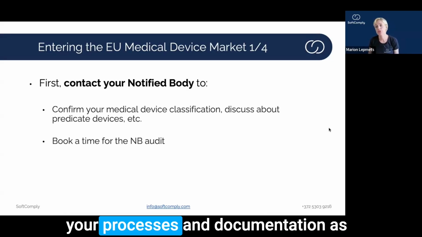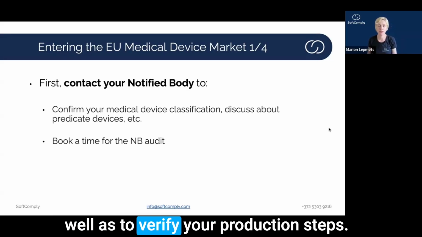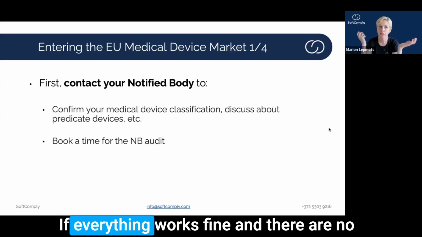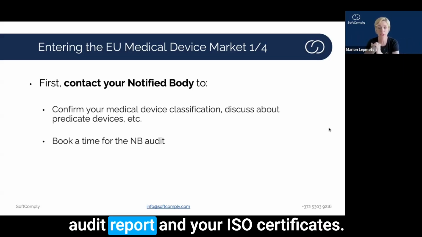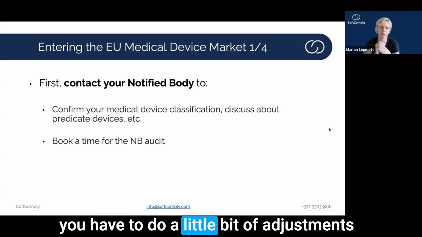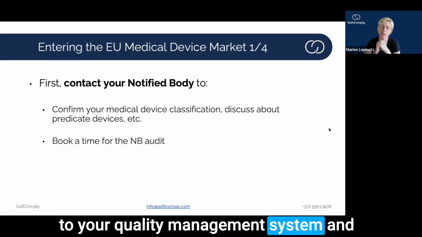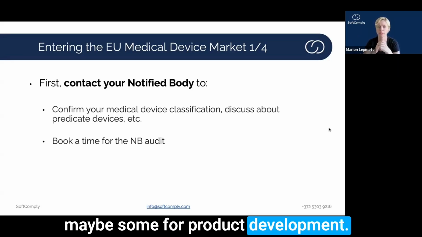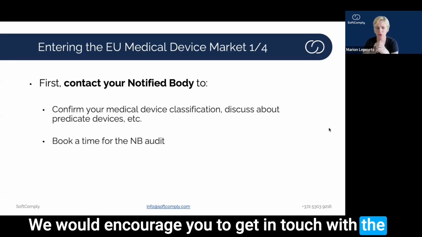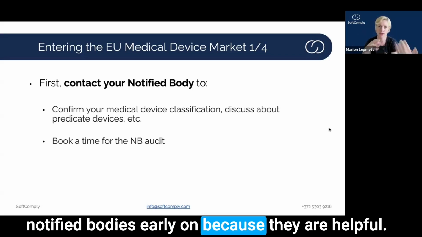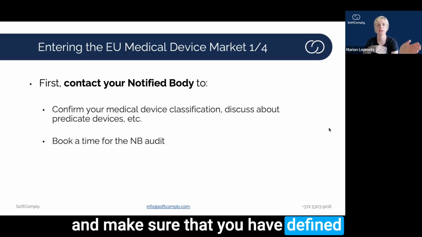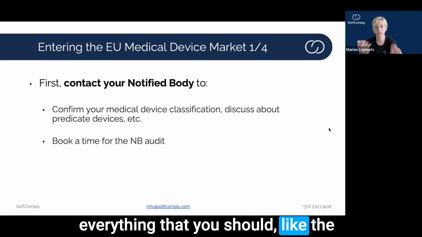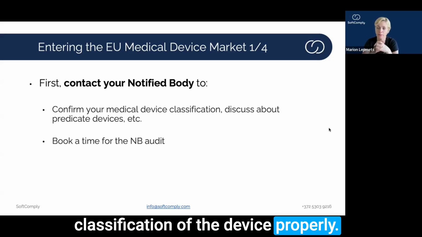They will check on your processes and documentation, as well as verify your production steps. If everything works fine and there are no major deviations, you will receive a successful report and your ISO certificates. Normally you get some feedback and you have to do a little bit of adjustments to your quality management system and maybe some for product development. We would encourage you to get in touch with the notified bodies early on, because they are helpful. They can assist you at the beginning and make sure that you have defined everything that you should, like the classification of your device, properly.